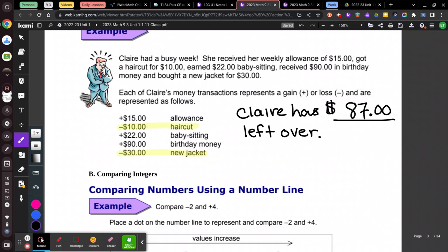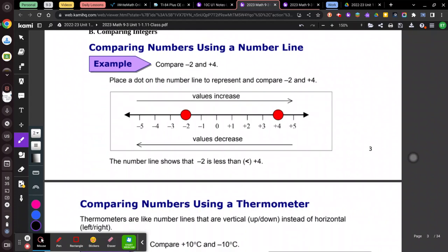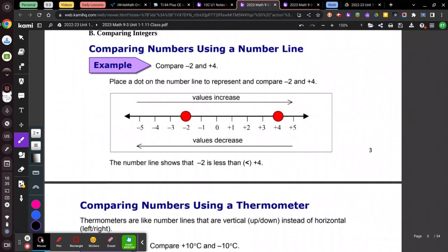Now we're going to compare numbers using number lines. If we take a look at a number line, we want to find out if the number is getting bigger or if the number is getting smaller. So it says compare -2 and +4. What they're asking for is how many steps are between them.